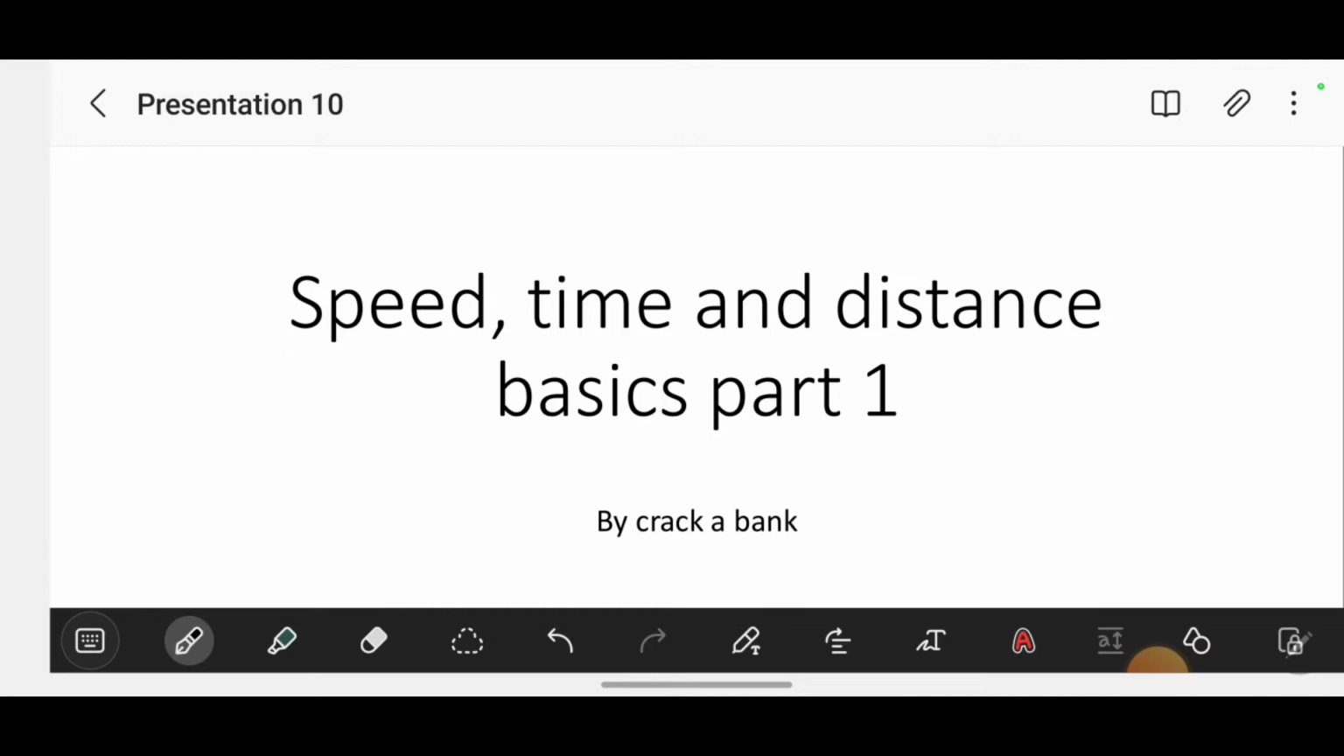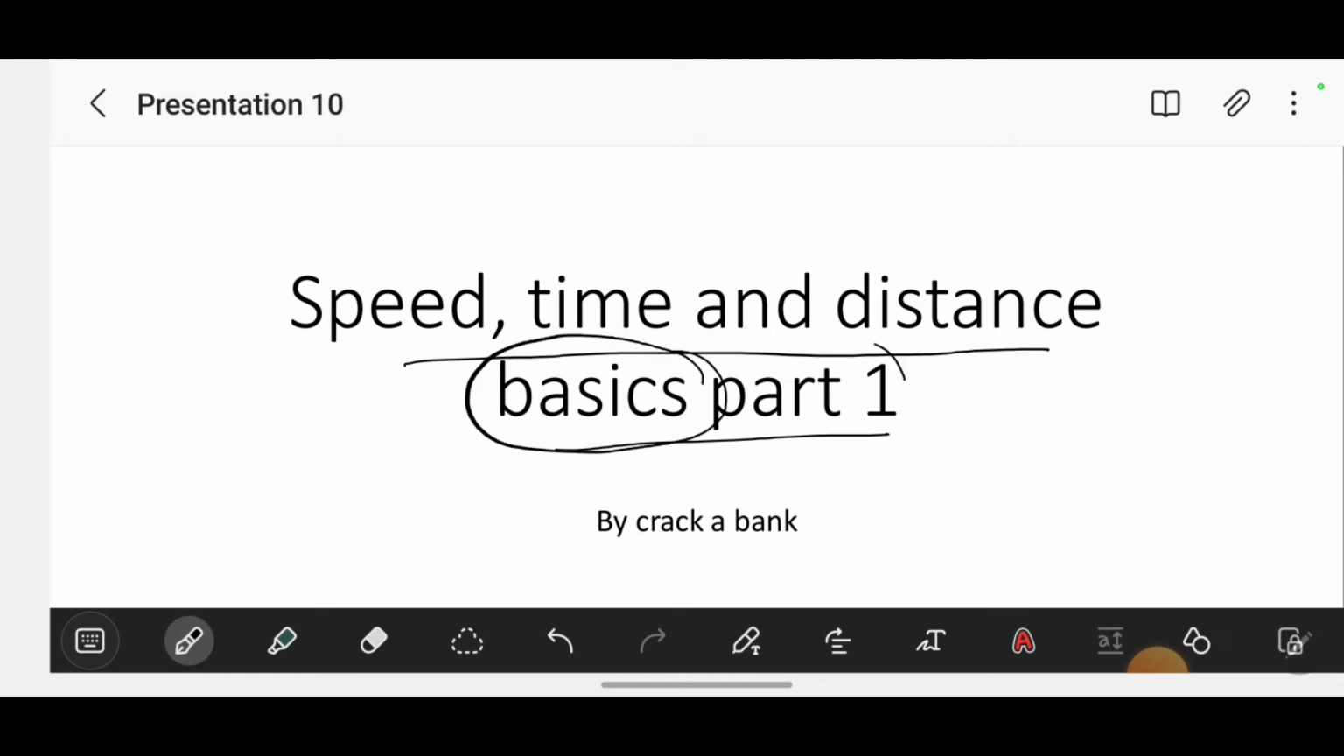Okay, let's get into today's session. Today is the first session of speed, time and distance. We are going to discuss some basics of this. This is part 1.